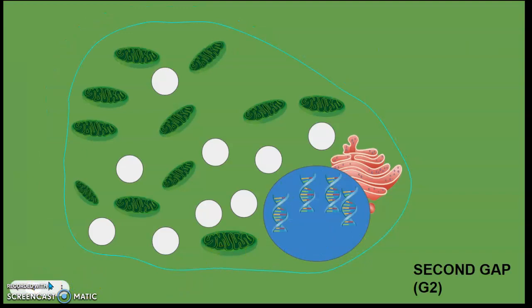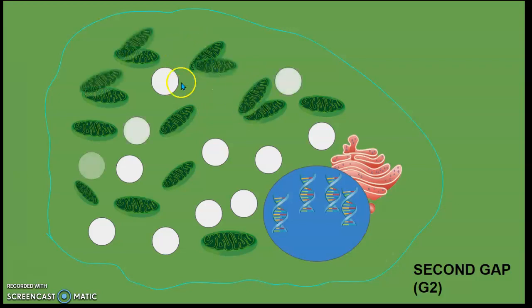Second gap, G2, is the third phase of the eukaryotic cell cycle. During this phase, the cell makes final preparations to divide. For example, it grows a little bit more and it makes additional proteins and organelles, as you can see here, here, and here.